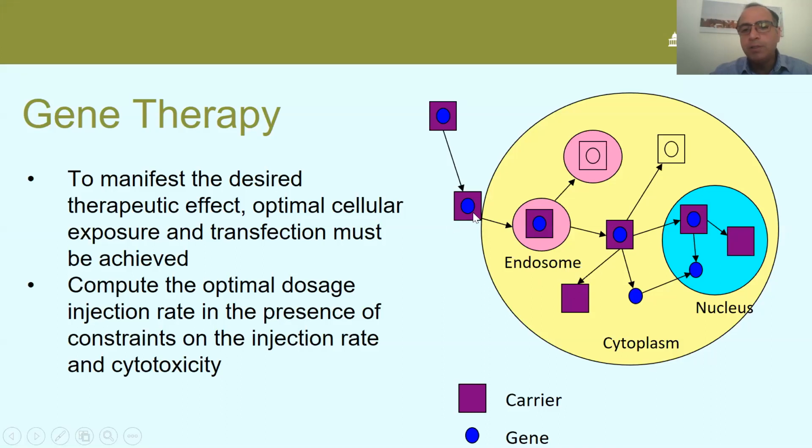The problem here is that this purple material, which is the carrier, when it ends up in the cell, has some toxic properties. So this transport is not for free. By free, I mean it's not free of toxicity or side effects. So you cannot just have a lot of that material. You need to make sure that there is an optimal amount of material transported.